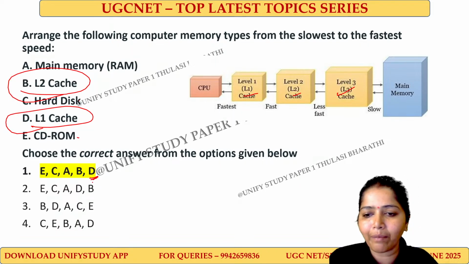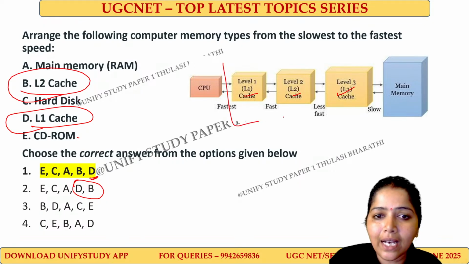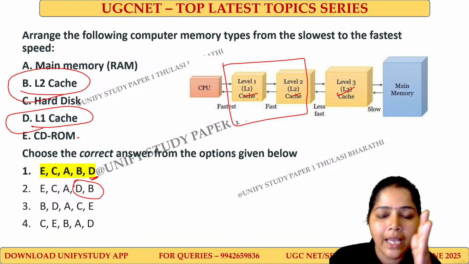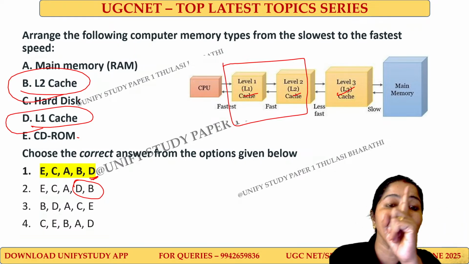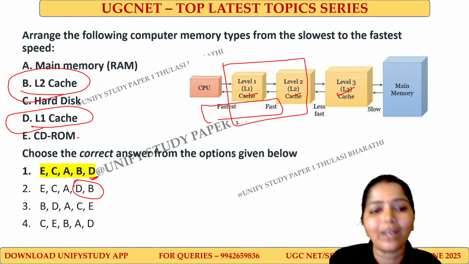And those who have given option 2, please get it clear. Why not option 2? See here, with respect to the processor inside, here this is the register, right? In L1 and L2, L1 is said to be the fastest. L1 is the fastest. See here, I have clearly given, so L1 comes at the end.